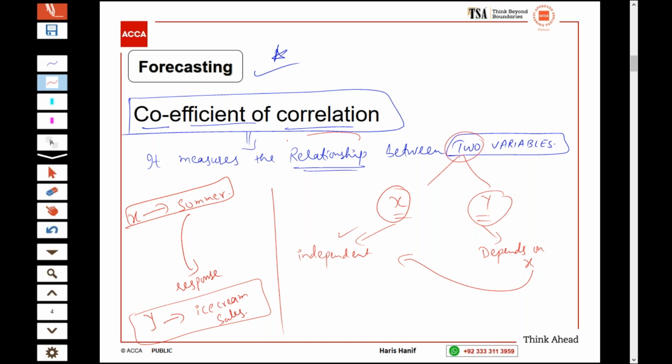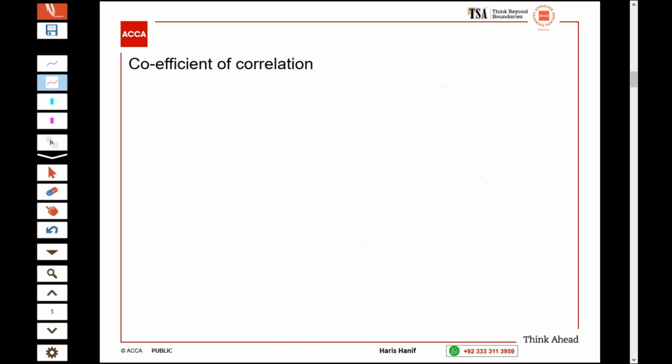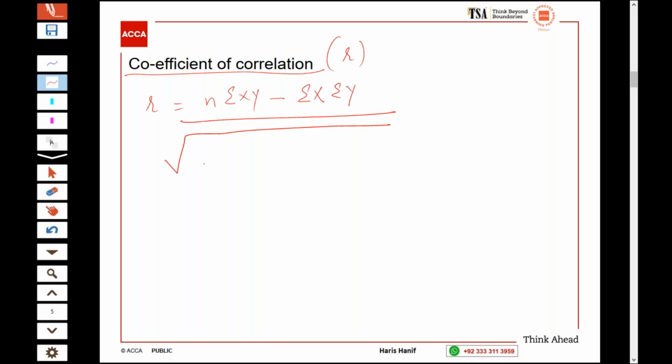Now, in order to understand the intensity of the relationship between these two variables, there is a measurement known as the coefficient of correlation. Now I am going to write the formula. It is shown by a small r. This is n times the summation of xy minus summation of x times summation of y, upon the square root of [n times summation of x square minus (summation of x) whole square] multiplied by [n times summation of y square minus (summation of y) whole square].